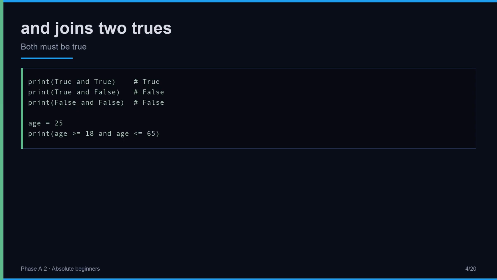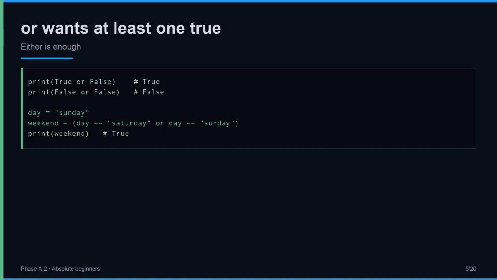Both must be true. The word or is far more relaxed. It returns true when at least one side is true. True or false is true. Only false or false is false. A practical use is checking membership in a set of options. Day equals Saturday or day equals Sunday is true on either weekend day, so the variable weekend becomes true on a Sunday. Think of or as a generous host: any single condition passing is enough.